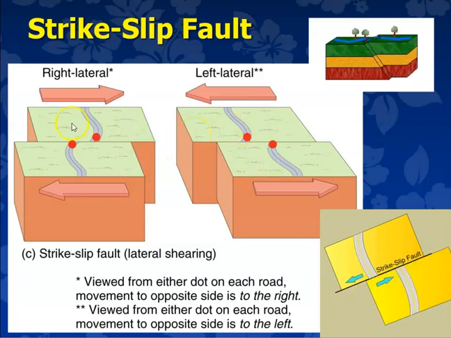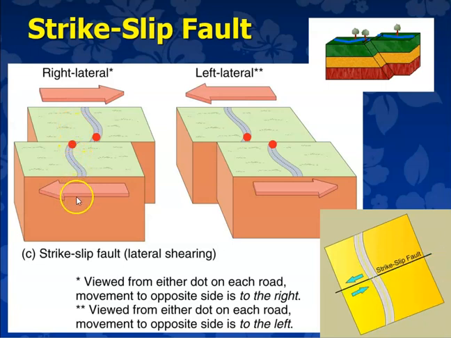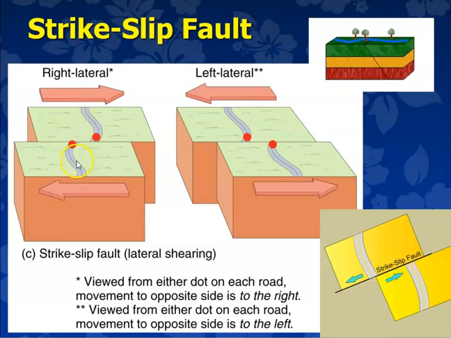You have to trust me that if you were looking in this direction, remember you're facing in this direction, that when you face from this side over here to this side here, it still moves to your right. And if you're standing over here and look across, it's moving to your left. So it's a right lateral or left lateral. What I'm getting at right now is that the San Andreas fault is a right lateral strike slip fault.